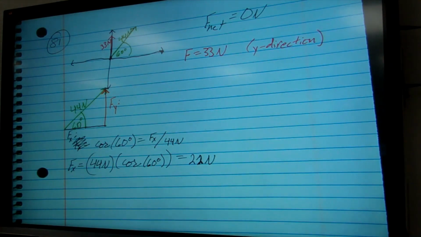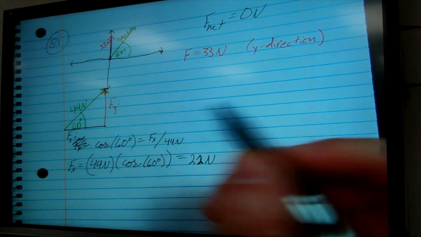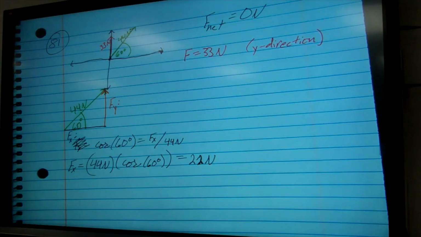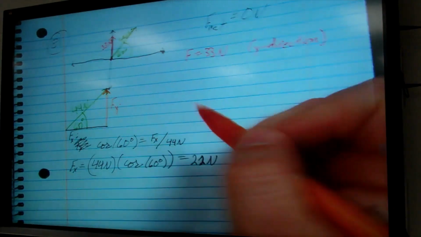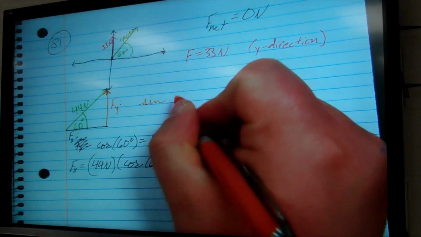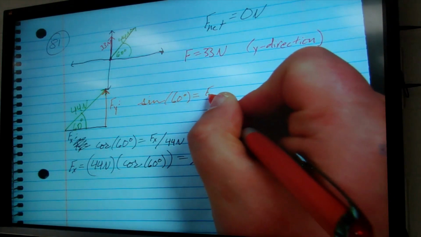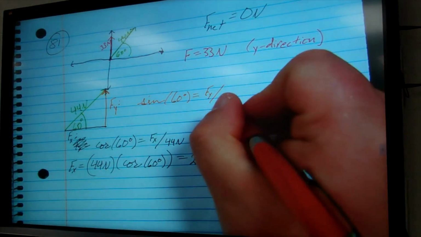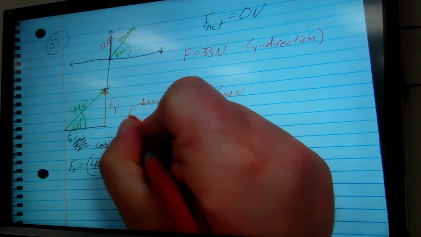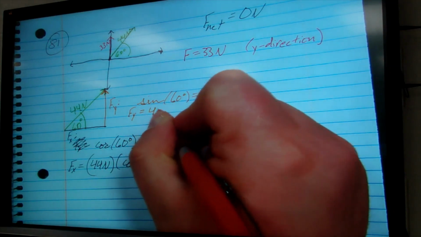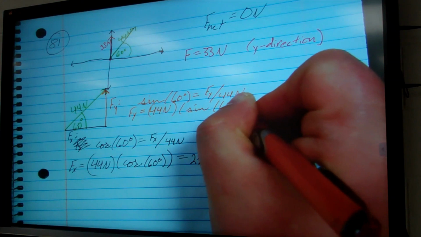So is 22 the bottom? That's the bottom, that's the force right here. That's why I did it in the black pen. Now do the force in Y. Whenever you do that, it's opposite of that angle, so that's the sine of 60 degrees is equal to the opposite, which is the force of Y divided by 44 newtons. If you want to, you can just jump straight to force of Y is equal to 44 newtons times the sine of 60 degrees.